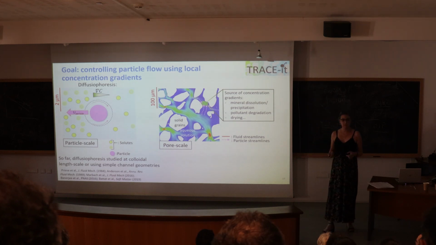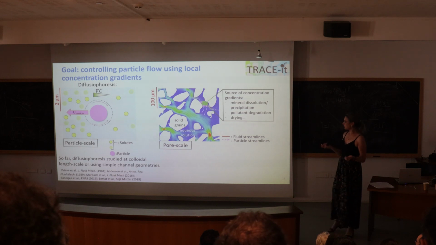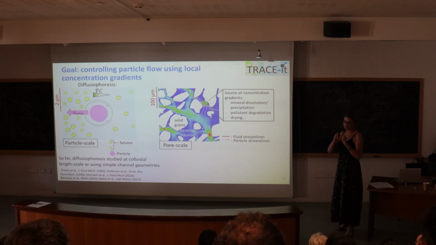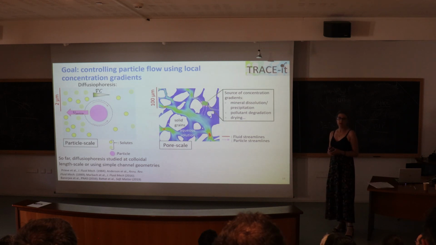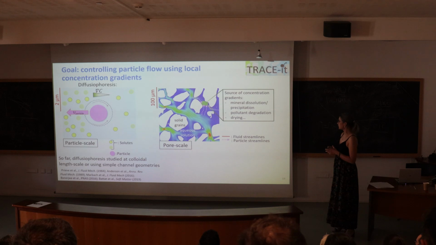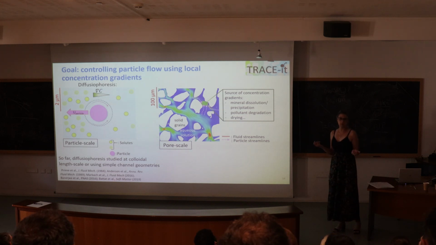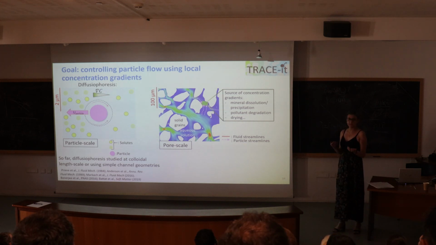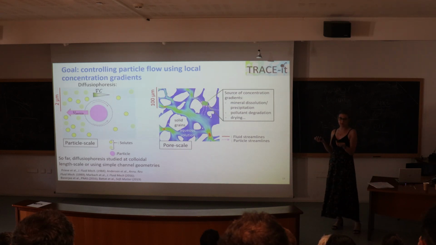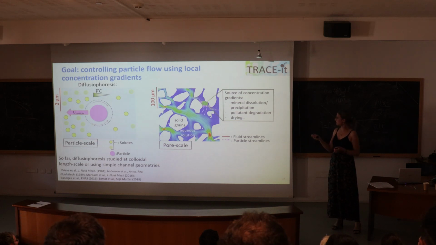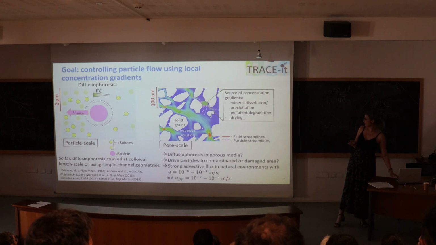This phenomenon is now well known. It has been studied at the scale of a colloid or at the scale of simple channel geometry. But at the scale of a porous media, there are very few studies about that. So the idea is to say that if in a porous media we have a source of concentration gradient, that can be a mineral reaction, that can be a pollutant that is degrading, will this source of concentration gradient be enough to drive particles, and for example for remediation, can we actually use that to drive particles for remediation?